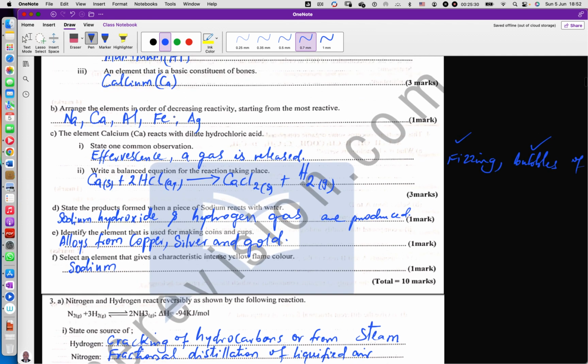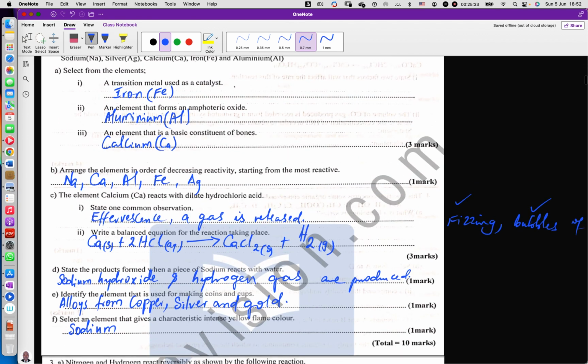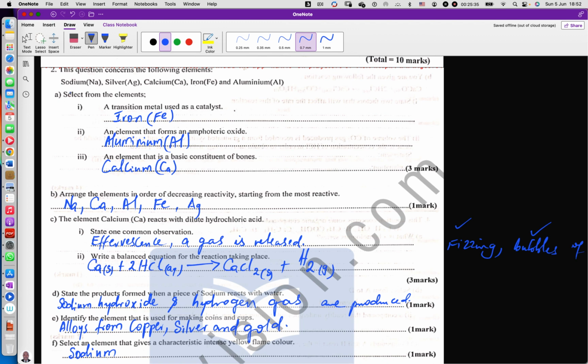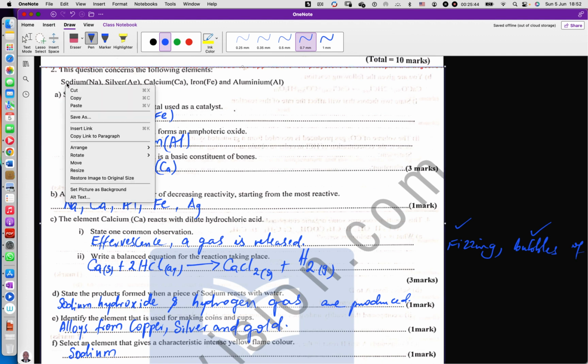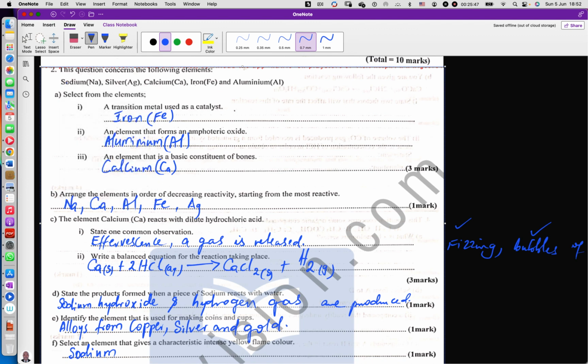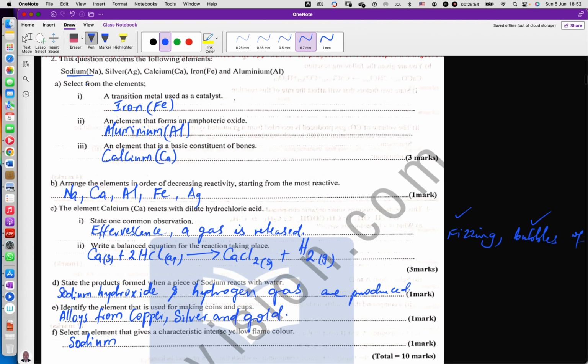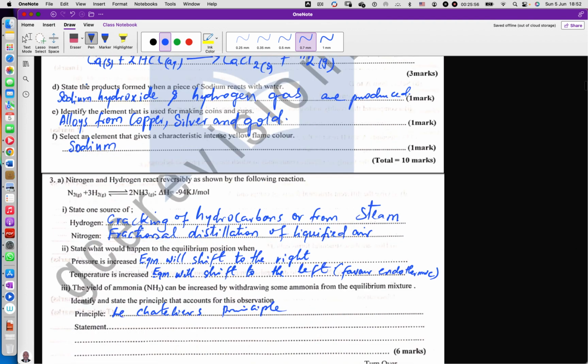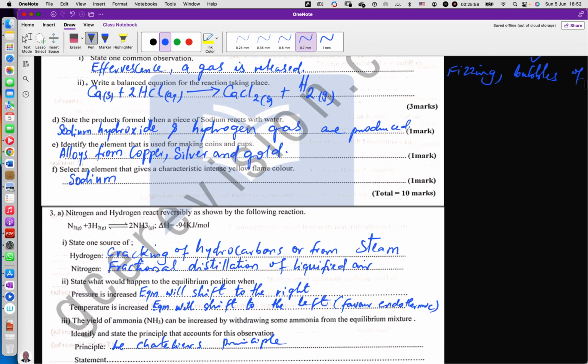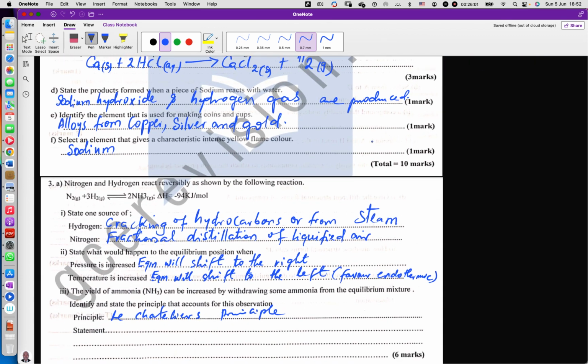From all the elements here, it is sodium that can give an intense yellow color. Only sodium can do that. So now our answer is sodium. Altogether you have a total of 10 marks here.